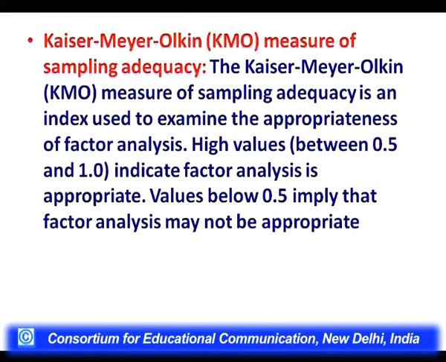factor analysis. High values between 0.5 and 1.0 indicate factor analysis is appropriate. Values below 0.5 imply that factor analysis may not be appropriate for the data under consideration. So, we are looking for values between 0.5 and 1.0. Any value like 0.7, 0.75 is acceptable and highly suitable for carrying out factor analysis.